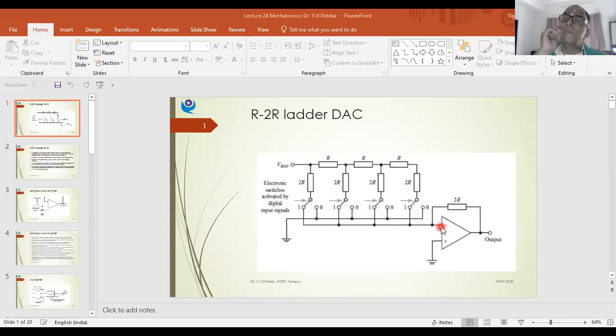Just for an example, let us say my number is 1 0 0 0. What does that number correspond to? If you remember, the rightmost or least significant digit corresponds to 2 to the power 0, the second to 2 to the power 1, the third to 2 to the power 2.